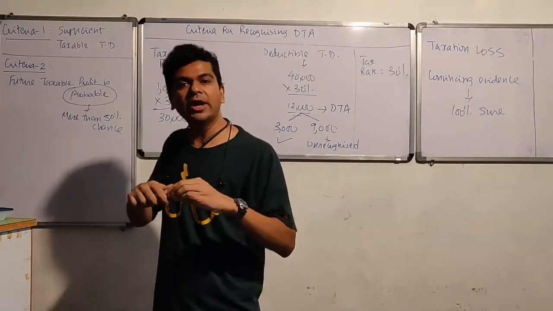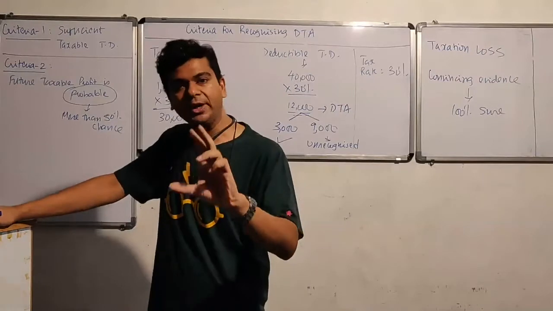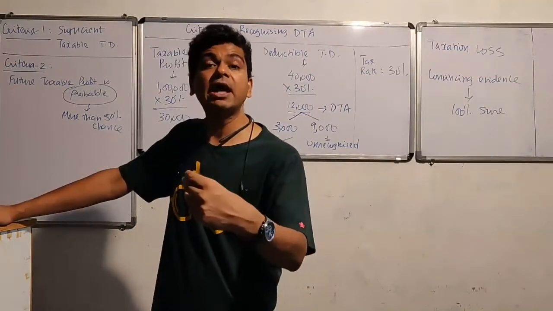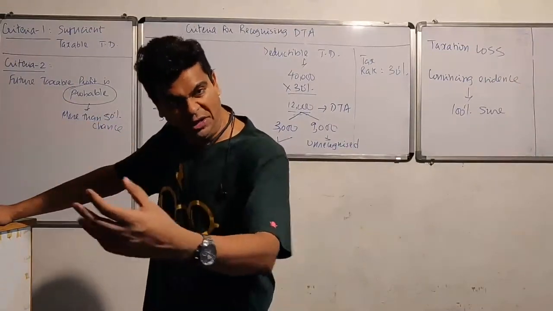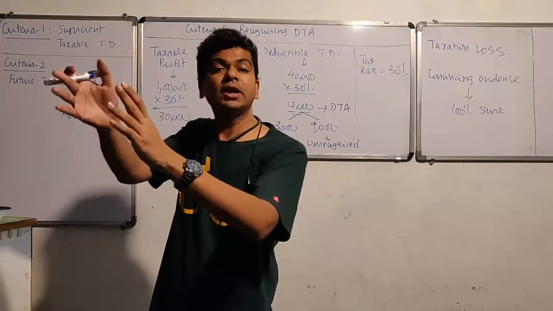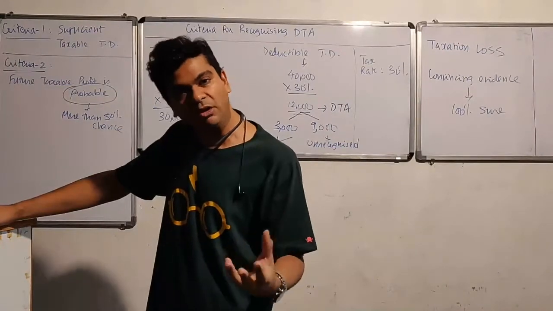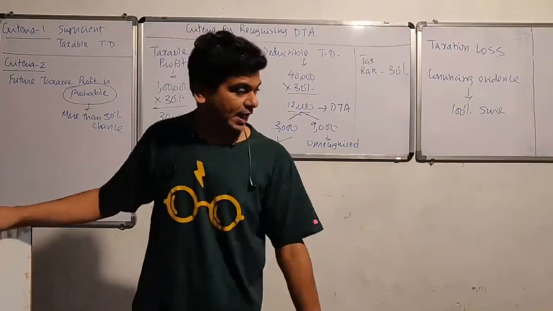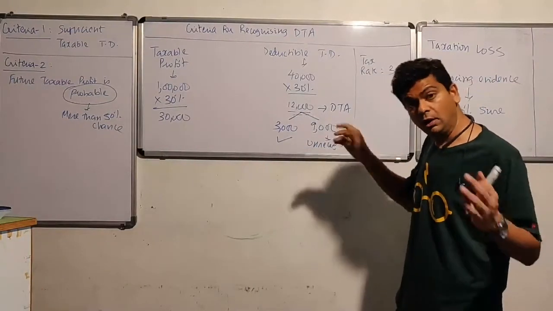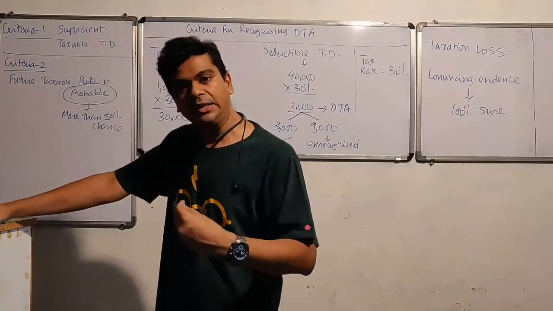Again, let me put it in a way that we can understand. In case you have lost your concentration somewhere, please go through this point again. What we are saying is that we can recognize the DTA provided I will be able to save tax in future. So I am expecting taxable income in the next year. On that taxable income, I'll have to pay tax. And in the process of paying that tax, I will save tax because of the deductible temporary difference. And that is the reason we are arguing that we should recognize a DTA over here. So, whether there will be taxable income or not, that's the question that we are asking ourselves.